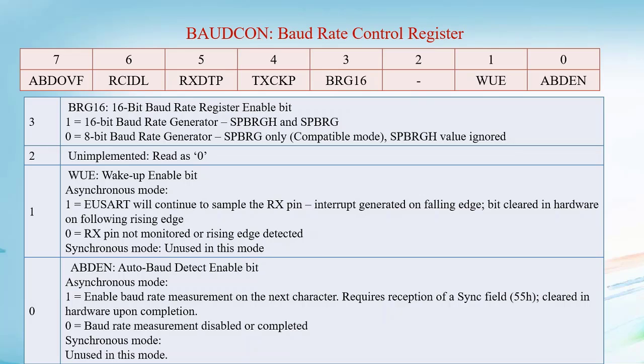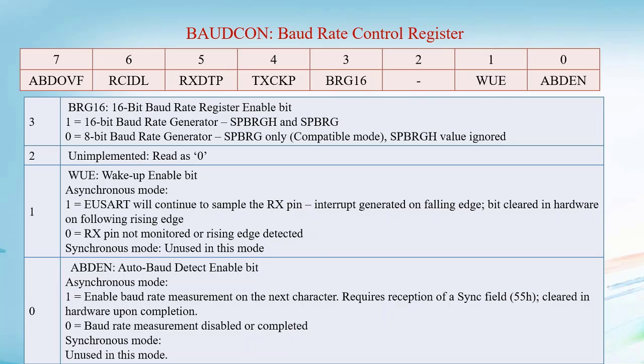Bit 1 is WUE, the wake-up enable bit. In asynchronous mode, if this bit equals 1, the EUSART will continue to sample the RX pin, an interrupt is generated on the falling edge, and the bit is cleared in hardware on the rising edge. If it equals 0, the RX pin is not monitored or a rising edge is detected. It is not used in synchronous mode.